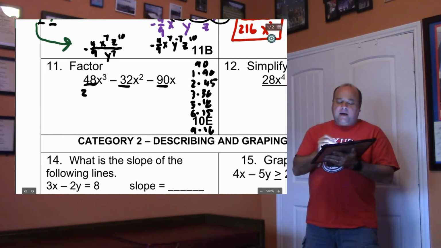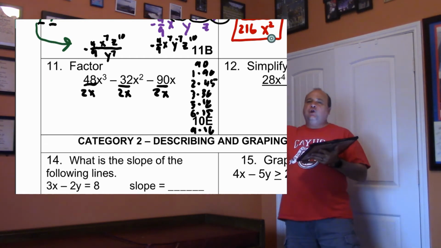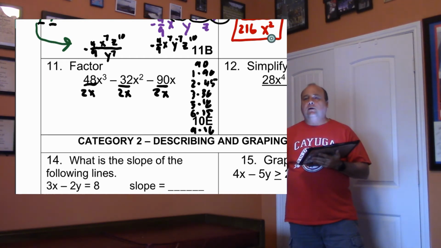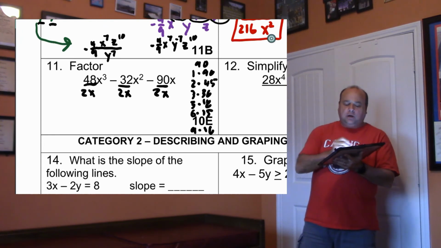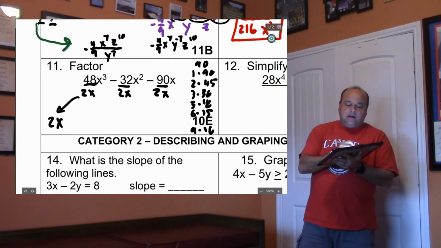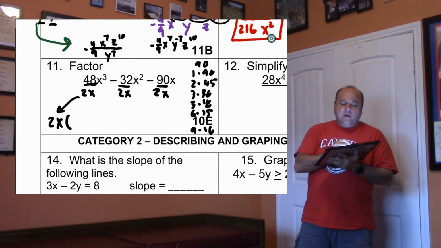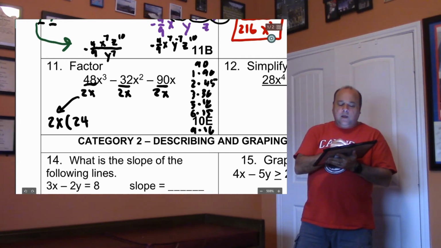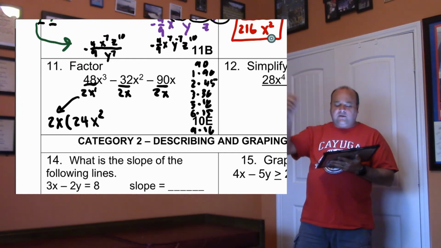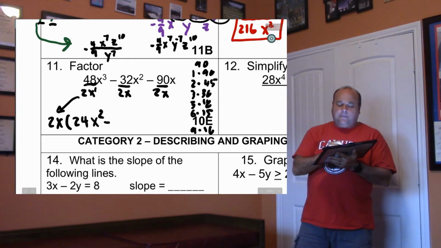So we're going to divide them all by 2, and then they all have an x. So that 2x is going to turn into the Bluebell truck. So I'm going to take this 2x and write it here. Now I'm going to divide. 48 divided by 2 is 24. X cubed divided by x is x squared. Remember, when you divide, you subtract the exponents. A negative divided by a positive is a negative. 32 divided by 2 is 16. And then x squared divided by x is x to the 1, or x.